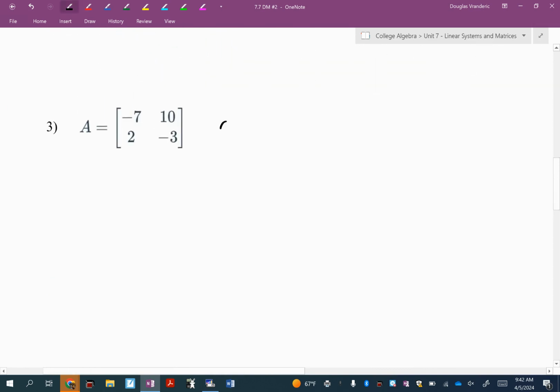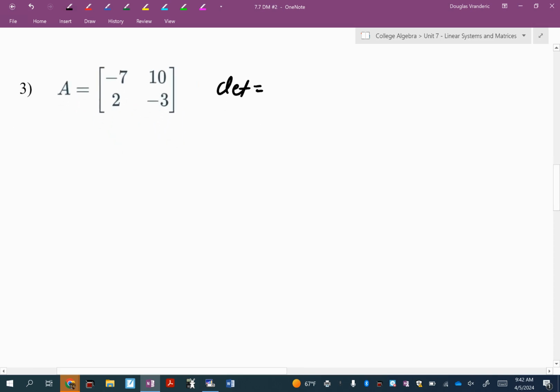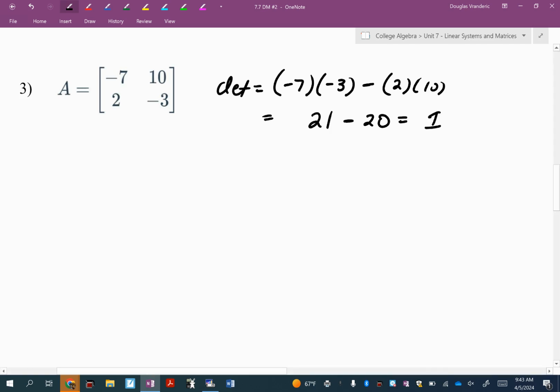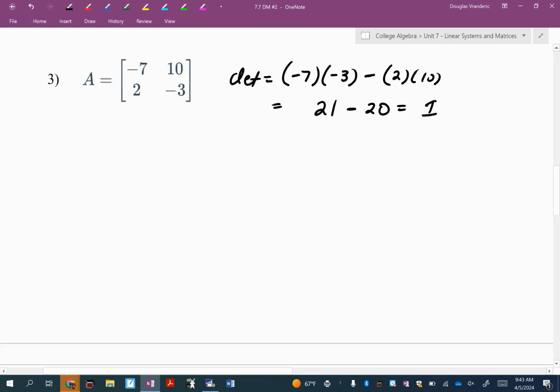Let's do this determinant. All right. Michael, can you tell us the kind of order to multiply here for the determinant? Yeah, -7 and -3. Excellent. And then 2 and 10. Excellent. So that's going to be positive 21. That's positive 20. So what is my determinant? It's 1.